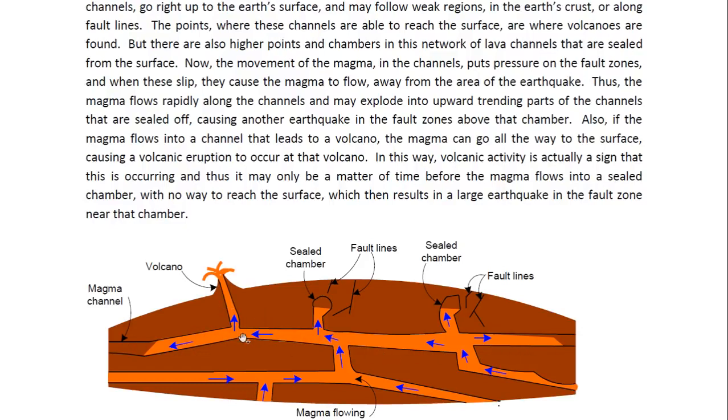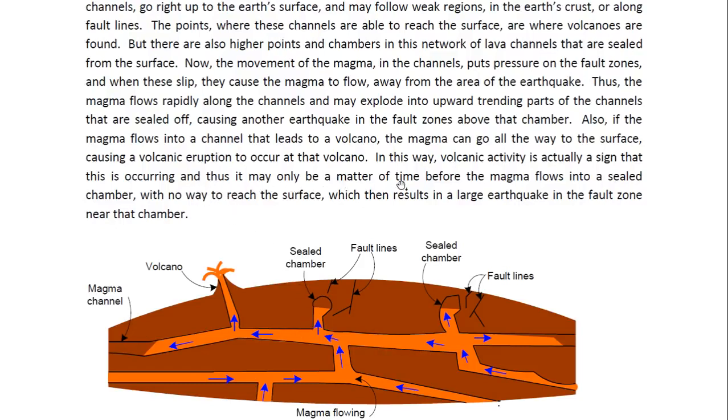Magma moves along these chambers, and where there are ways all the way up to the surface, you'll get volcanoes. But sometimes there's no way right up to the surface. There's just some sealed chambers, and as the magma explodes into these chambers, they induce earthquakes in the fault lines close to these chambers. So in this way, volcanic activity is actually a sign that magma is moving.